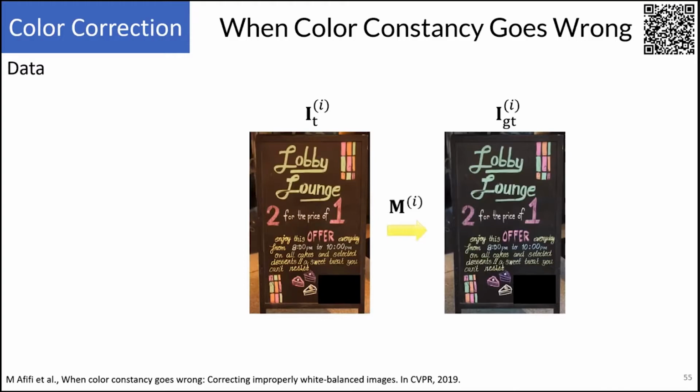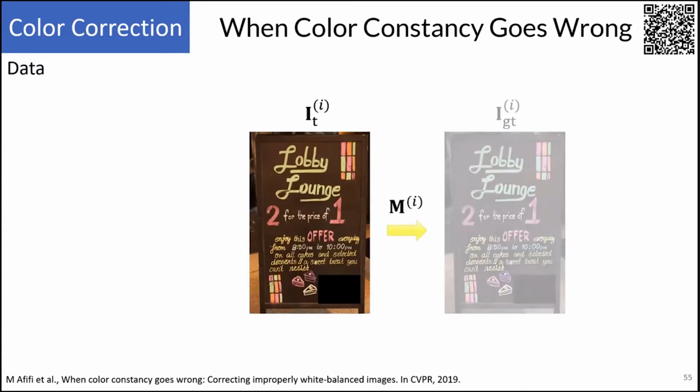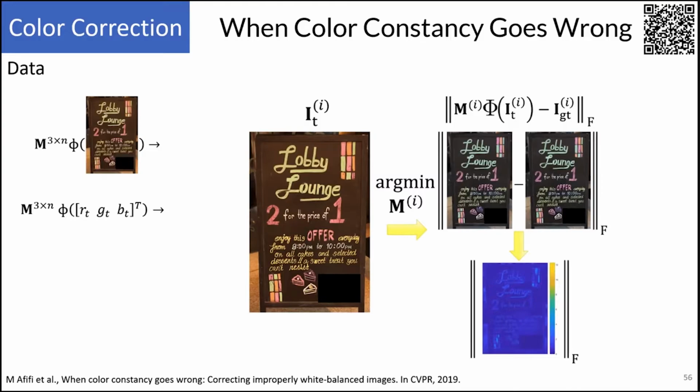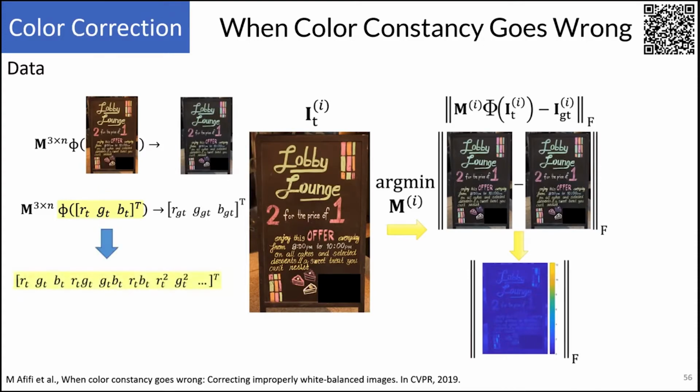Then we compute a mapping function that maps the colors from the input image to the ground truth, and that can be done using standard least squares fitting. So this mapping aims to project the colors of the input image to be very close to the colors of the ground truth. And this mapping is done using this kernel function phi, which is a polynomial kernel function that projects the 3D RGB vector into a higher dimensional space. Please pay attention to this part because I will mention it later in my presentation.